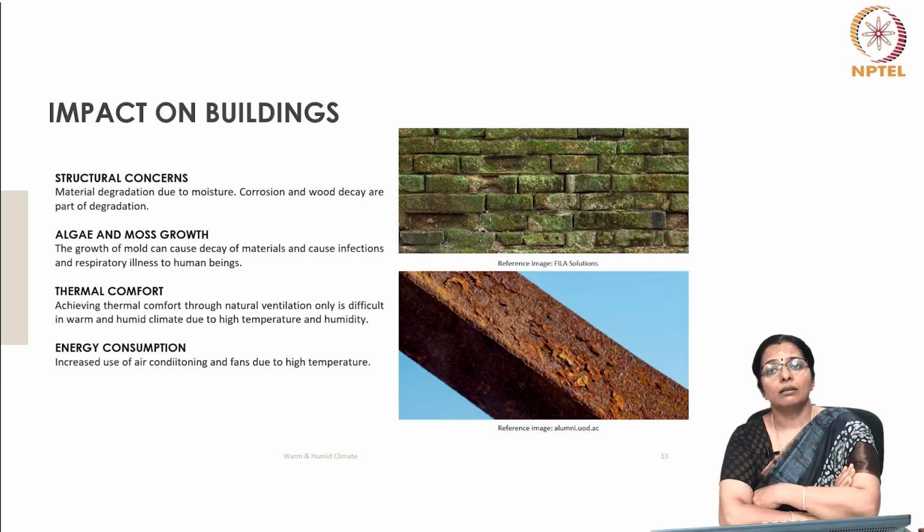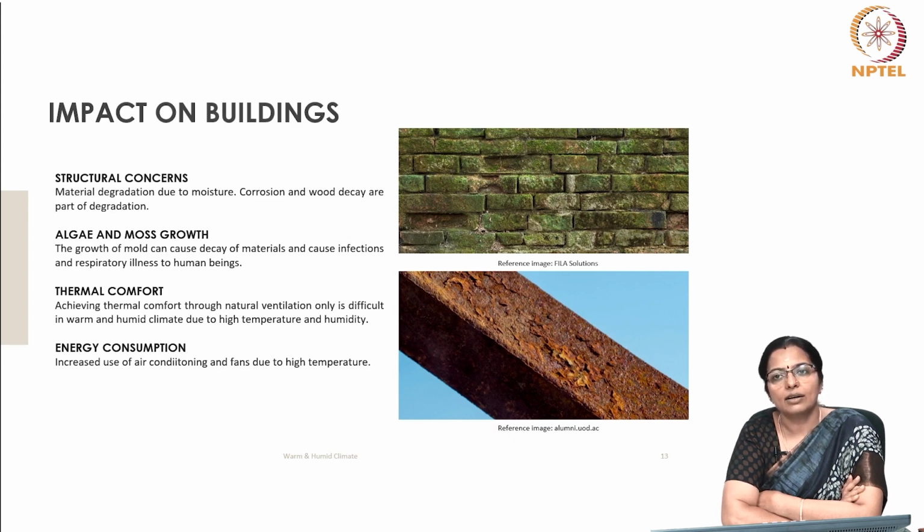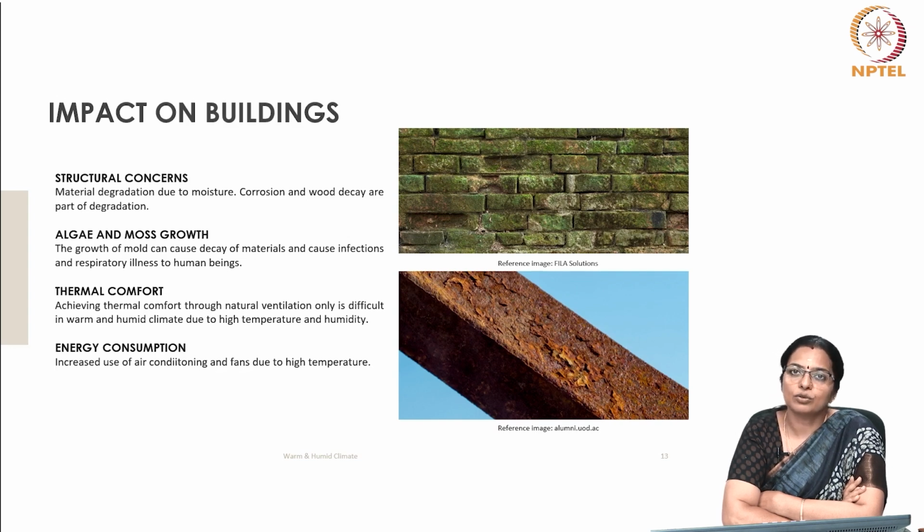Second is algal and moss growth. The growth of mold can cause decay of materials and cause infections and respiratory illness to human beings. If you look at most places having this climate, the spread of epidemics is pretty fast because of the moist conditions.